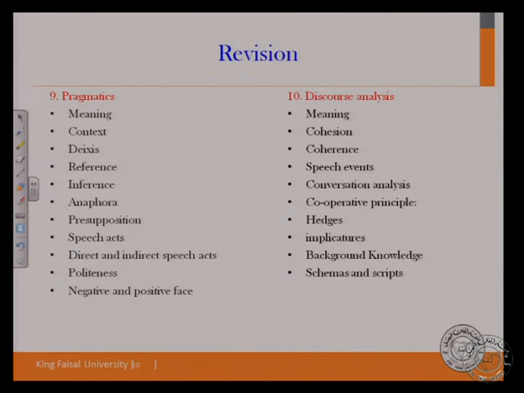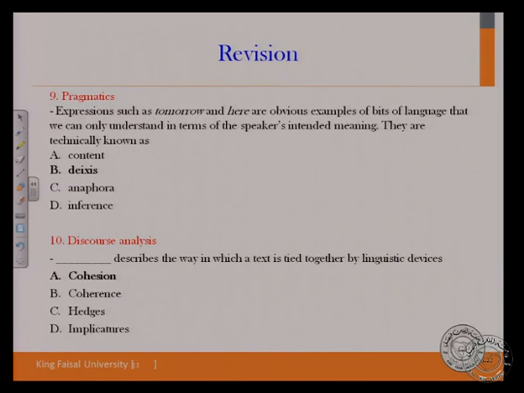In chapter or lecture 9, we talked about pragmatics, and in 10, it was about discourse analysis. And here a question may come in this way. Expressions such as tomorrow or here are obvious examples of bits of language that can be only understood in terms of the speaker's intended meaning, and they are technically known as these two, tomorrow and here. They are technically known as content, deixis, anaphora, or inference. Of course these two, tomorrow and here, are considered as deixis.